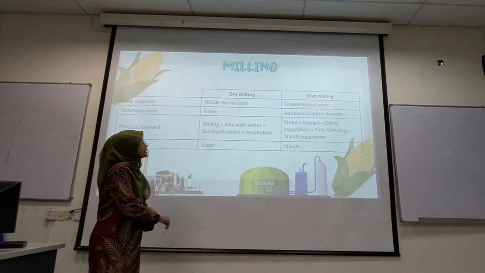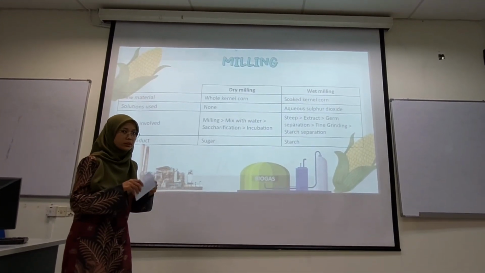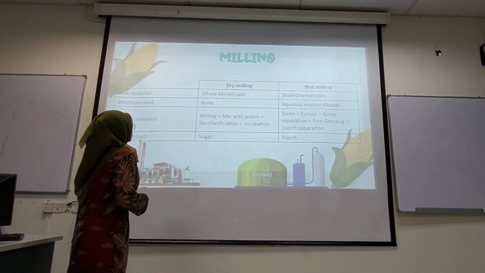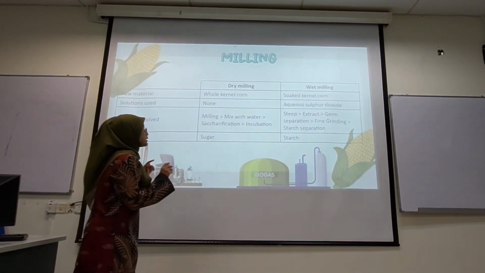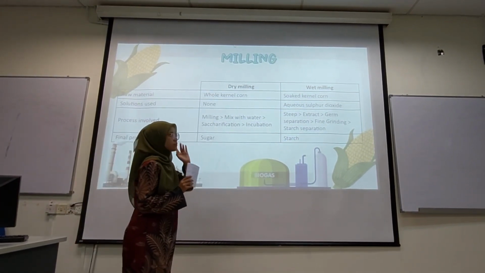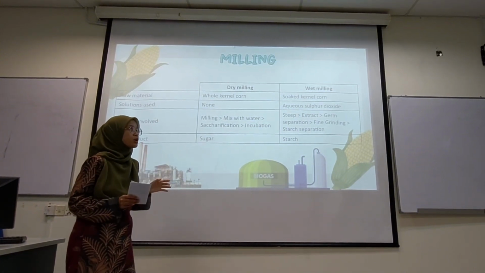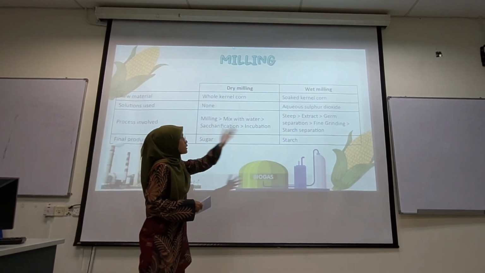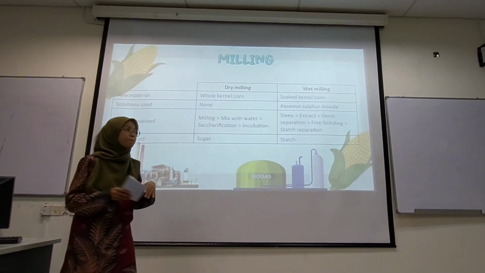So this is milling. Like I talked about before, milling is divided into 2, dry and wet milling. The difference between dry and wet milling is that dry milling is more of a manual or traditional way, while wet milling is more of a conventional or modern way.